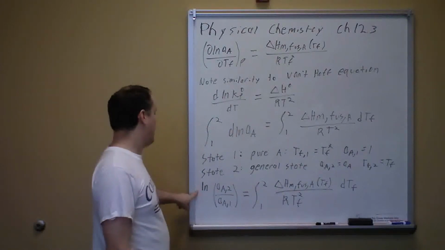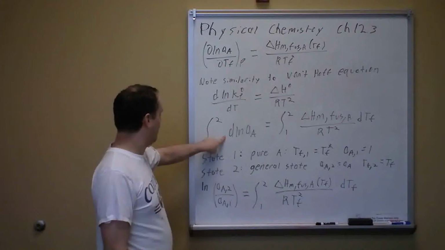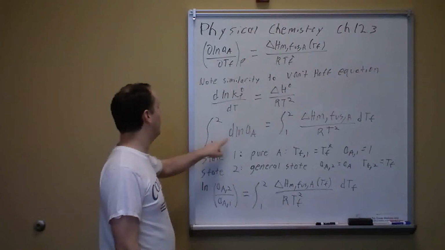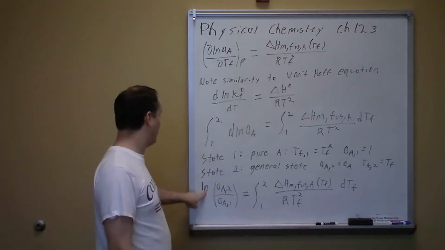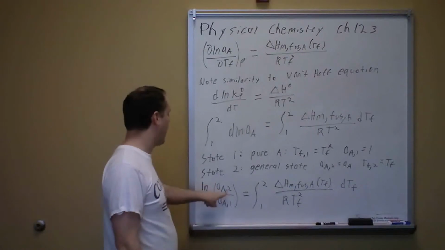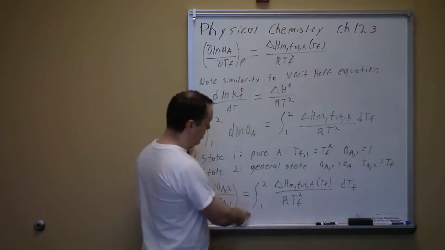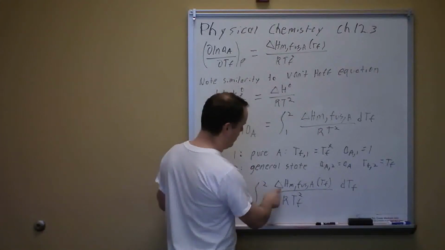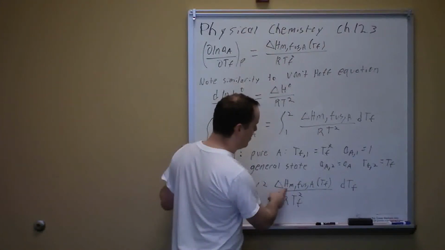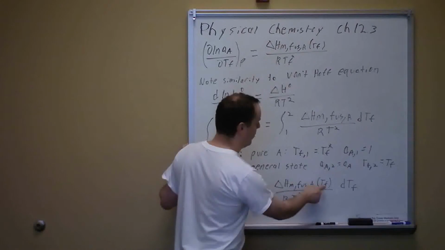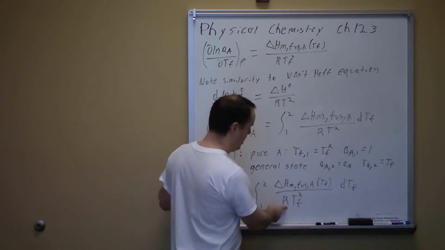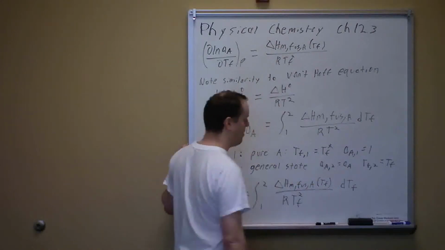So now the integral of the derivative cancels out. So we have the natural log of the activity of A in state 2 divided by the activity of A in state 1. And that's equal to this integral from state 1 to state 2 of the change in the molar enthalpy of fusion of substance A at the freezing point temperature divided by R T_F squared dT_F.